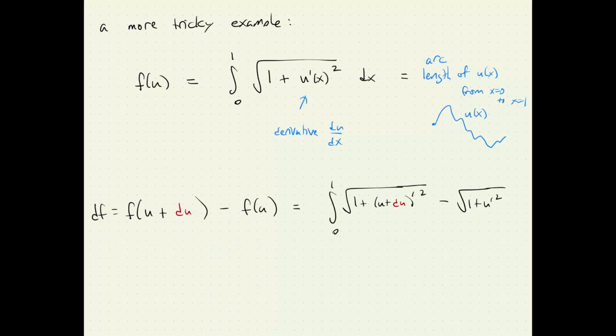So what is this? If I have the square root of 1 plus (v plus dv) squared, what's the Taylor expansion of that? The first term is the square root of 1 plus v squared. And the second term is the derivative with respect to v, which ends up being v over the square root of 1 plus v squared, times dv.